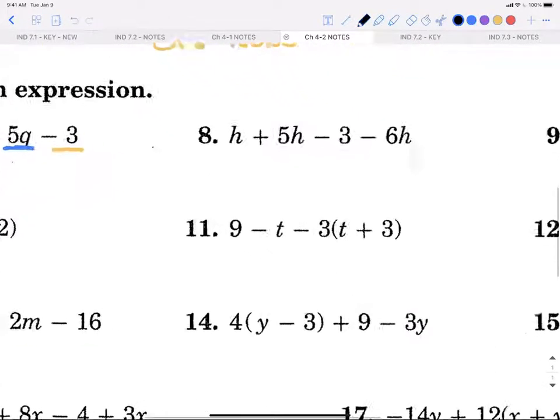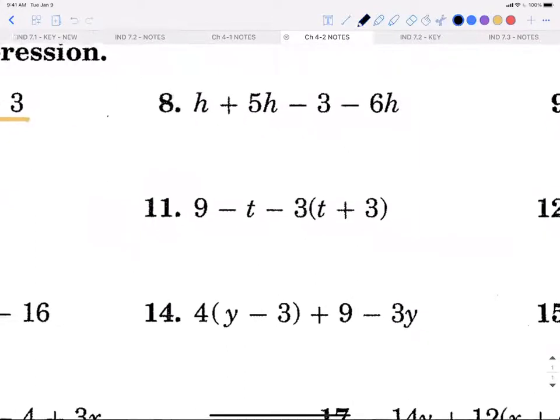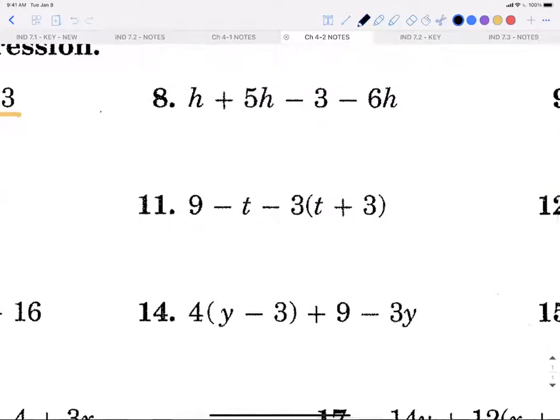All right, number 8 is not really a challenge one, but something kind of weird happens here, so I want to talk about it. First of all, what's in front of my first H? A 1. Got to know that because it's not just nothing, it's a 1. So I'm going to underline all my H's. So I've got 1H, 5H, and negative 6H.